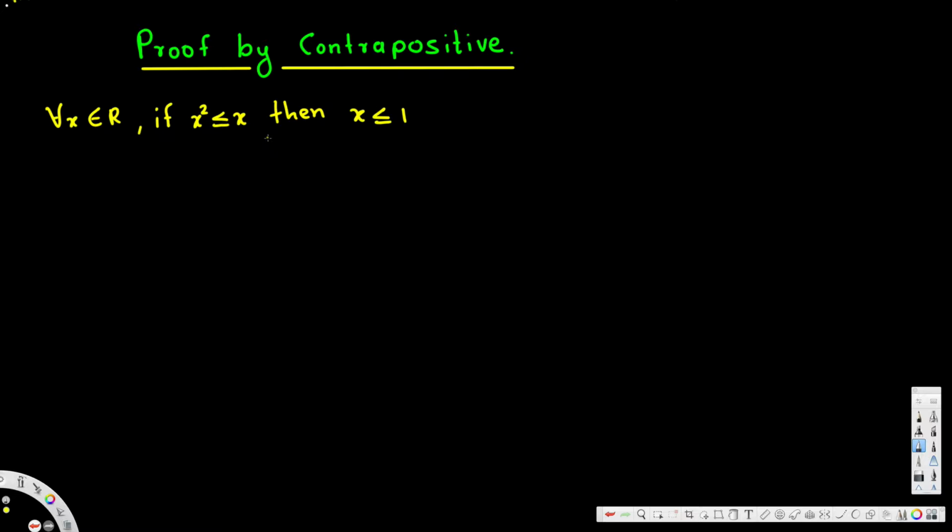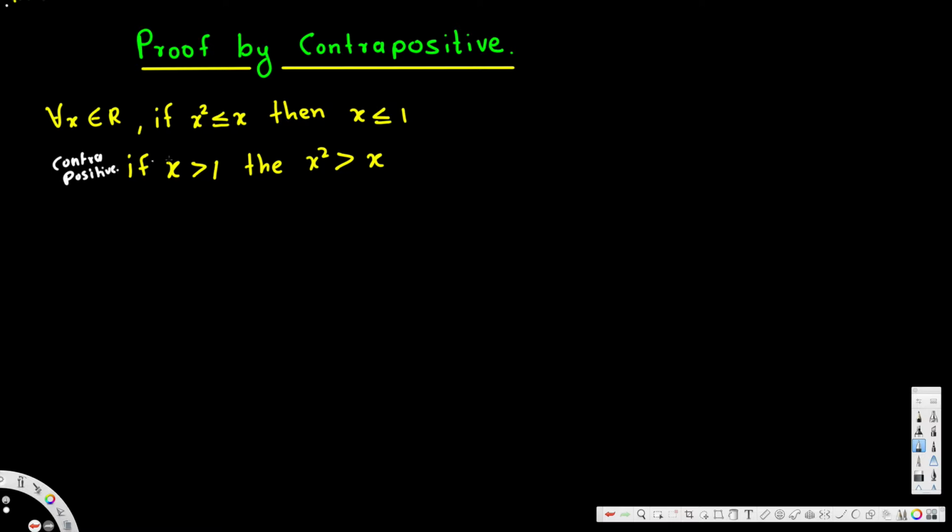In contrapositive, what we do is we look at the terms after this "then", find the negation of this one and put it first, and find the negation of this one and put it second. We just switch it and negate it. Okay, now let's go ahead and do that. Here, if you find the negation of this one, this is going to be x is greater than 1, and then if you find the negation of this one, x square is greater than x. Okay, now after we do the contrapositive, this is our contrapositive.